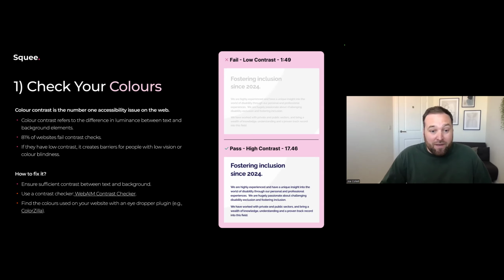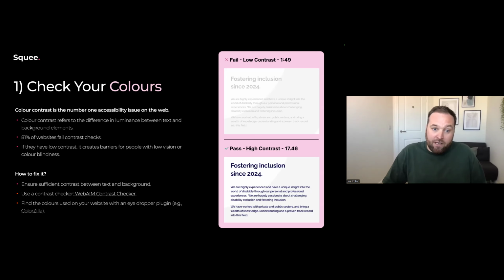While it might look okay and kind of fitting with your brand, it's often unreadable for a large group of users. The good news is, while it's common, it's also really easy to check and fix. So if you're using Chrome, for example, you can grab a browser extension or a built-in eyedropper tool to go and grab the exact colors you use on your site.